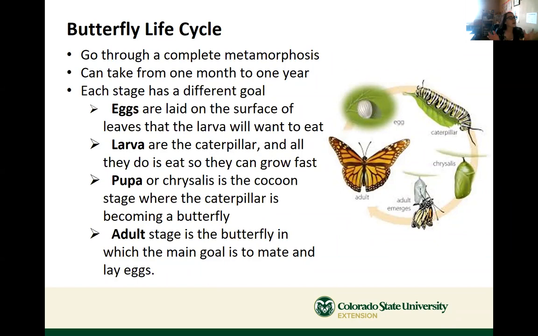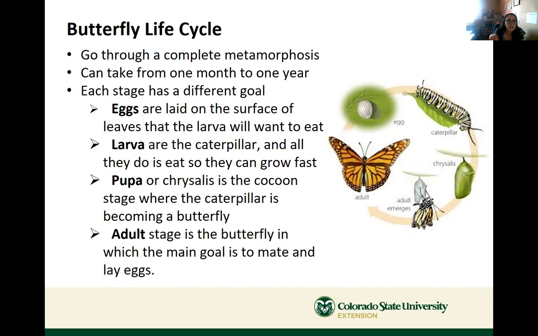So we'll start at egg. Egg is kind of the first stage of the butterfly life cycle. Usually a female butterfly is going to lay an egg on the surface of a leaf that the larva, the caterpillar, will want to eat once they hatch. Those are called the host plants for the caterpillar. That's what the females are looking for to lay their eggs. The egg hatches and becomes the larva, aka the caterpillar.